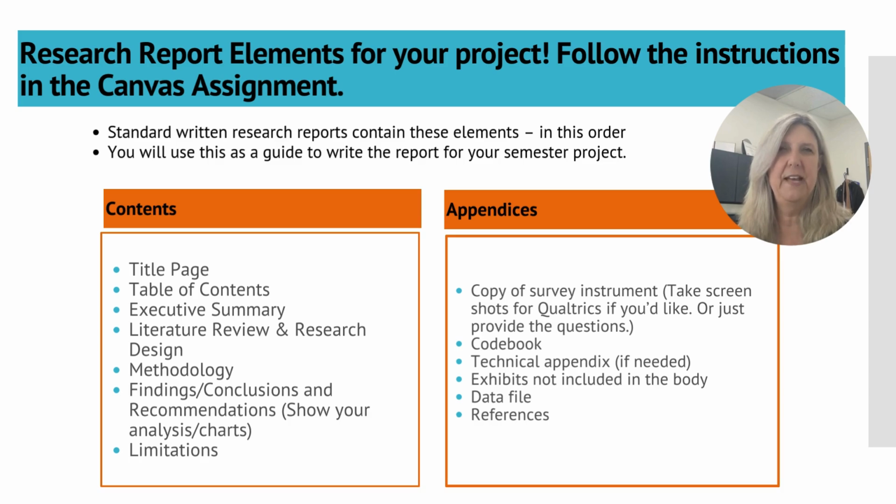I also want to note that you're going to have in your appendix a number of different things, such as your survey instrument, the final one that you built in Qualtrics. Download that, and that will be an appendix. Your code book and the code book exercise. If you have any technical things that you need to explain, I'm not sure you would, but if you did, you would put them there. Any exhibits you might have that you didn't put in the actual body of the paper. I also want you to add the data file and any references.